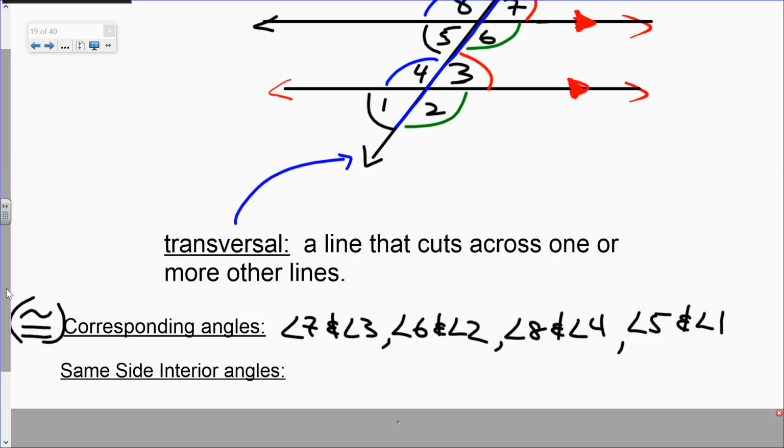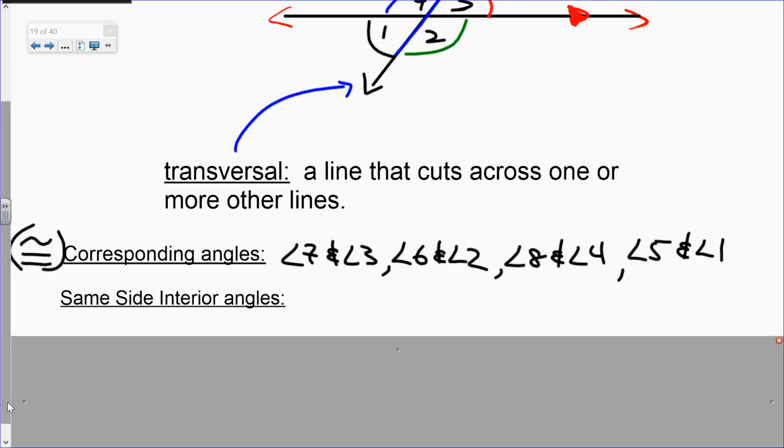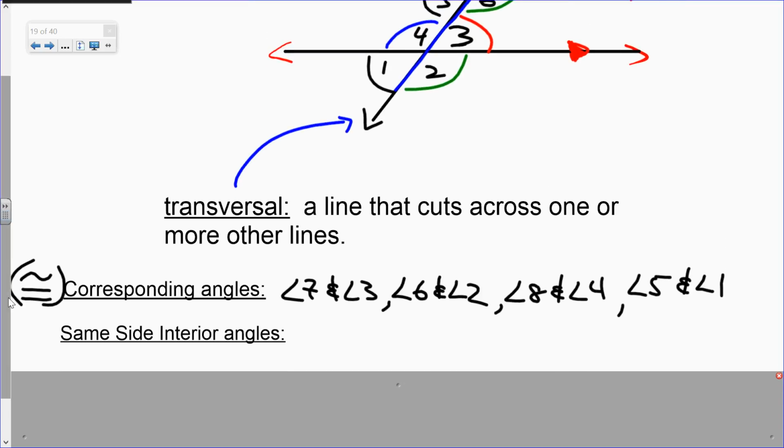3 and 6. Look at, they're both on the right side of the transversal, so they're the same side, and they're in the interior. And then 5 and 4 on the left side, they're on the same side, and they're interior. So this is the interior. Everything in between the 2 parallel lines is interior. So let's do it. Angle 5 and 4. And 6 and 3.